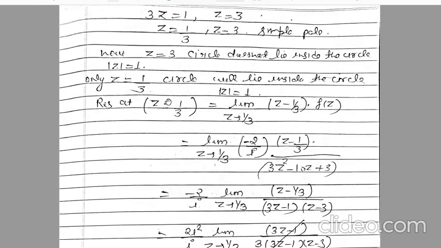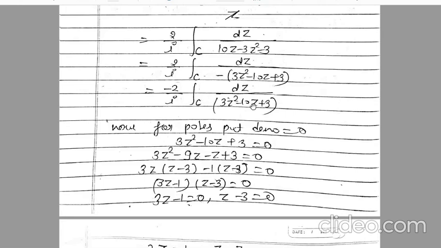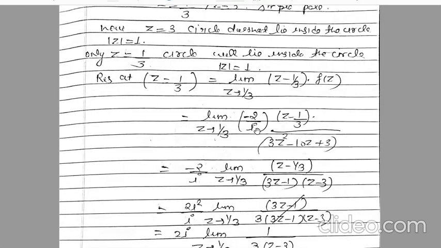So residue at z is equal to 1 by 3 is equal to, the simple pole formula will be applicable here: limit z tends to 1 upon 3 of (z minus 1 by 3) into f(z). Right? This is our simple pole formula. So limit z tends to 1 by 3, (z minus 1 upon 3) into minus 2 upon i. What is your f(z)? Just find f(z) from here. So f(z) means minus 2 upon i into 1 upon 3z square minus 10z plus 3.